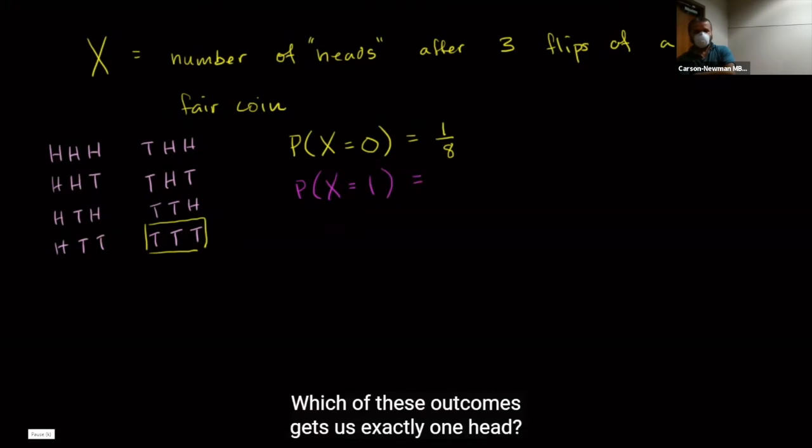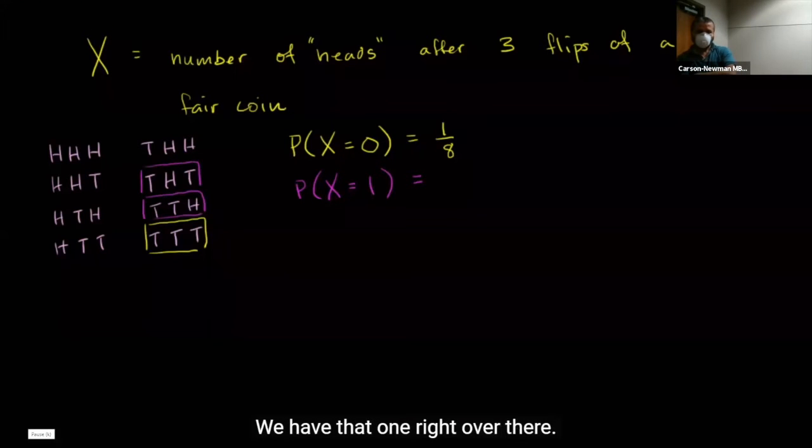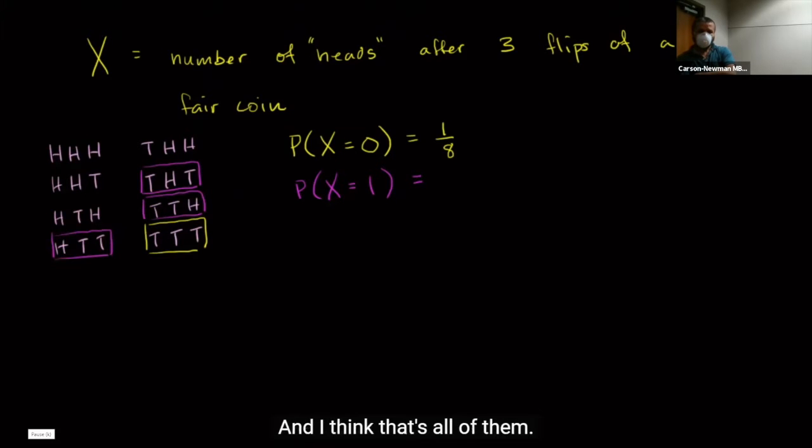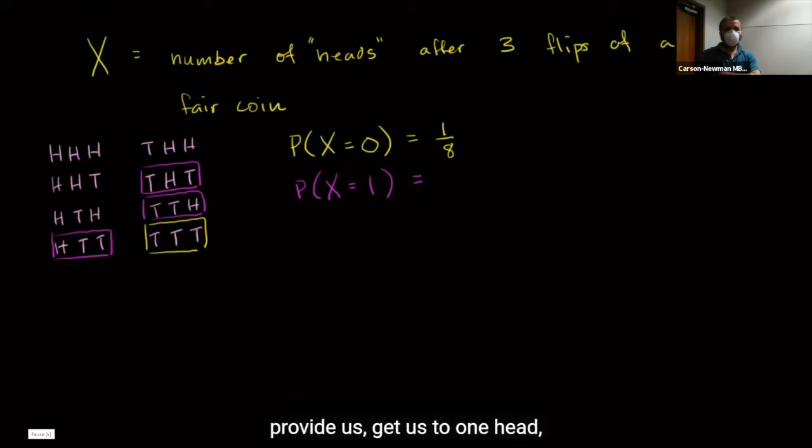What's the probability that our random variable capital X is equal to 1? Well, let's see. Which of these outcomes gets us exactly 1 head? We have this one right over here. We have that one right over there. We have this one right over there. I think that's all of them. So 3 out of the 8 equally likely outcomes get us to 1 head, which is the same thing as saying that our random variable equals 1. So this has a 3/8 probability.